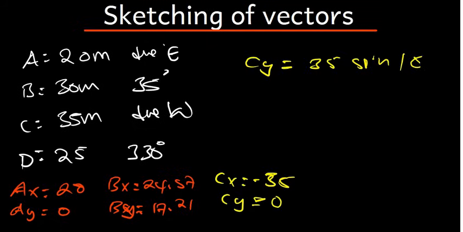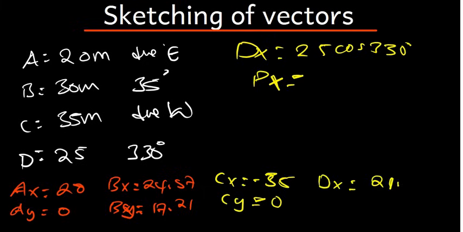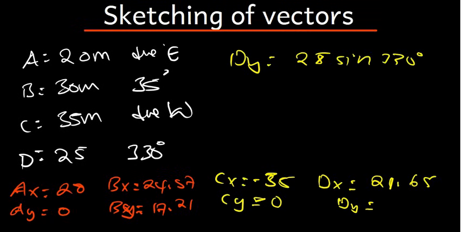Okay, so from there we go to D, where we'll be able to talk about dx. Dx is going to be 25 cos 330. So dx is going to be 25 cos 330. I'm getting 21.65. Let's talk about dy. So dy is going to be 25 sine 330. So 25 sine 330, I'm getting negative 12.5.